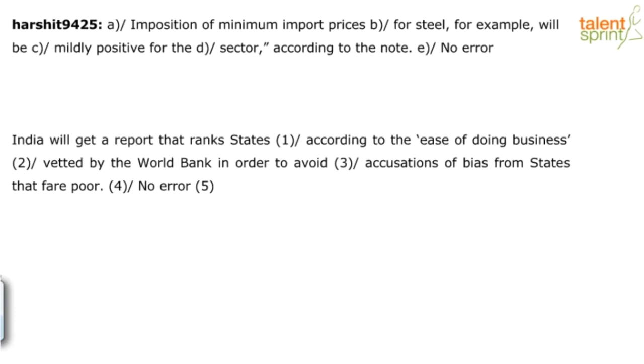Imposition is a noun form. I just explained what imposition is. You don't need a verb form there in part A. The prices don't belong to steel, so it can't be prices of steel. We don't need a preposition that brings in a possession meaning. I'm going to go with option B, just to be safer.